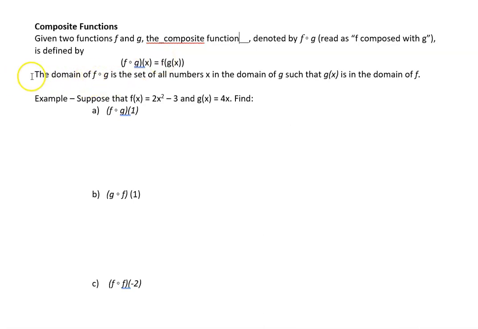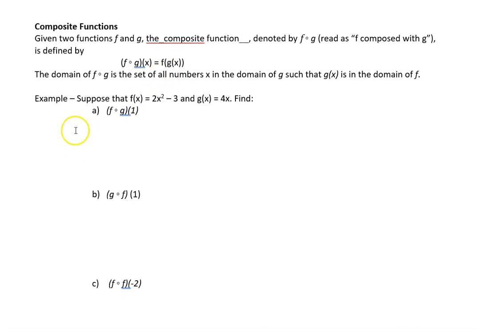The domain of f composed with g is the set of all numbers x in the domain of g, such that g of x is in the domain of f. So in other words, when we plug x into g, we have to make sure that we get an output that we can then plug into f. And we'll talk about that a little bit more in one of our future examples.